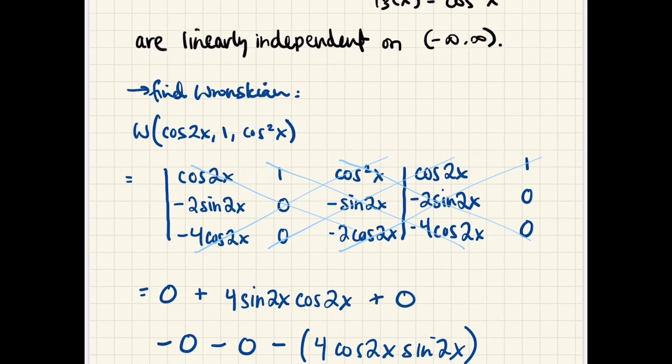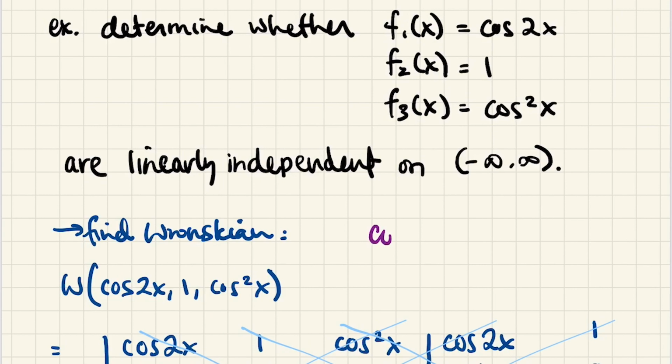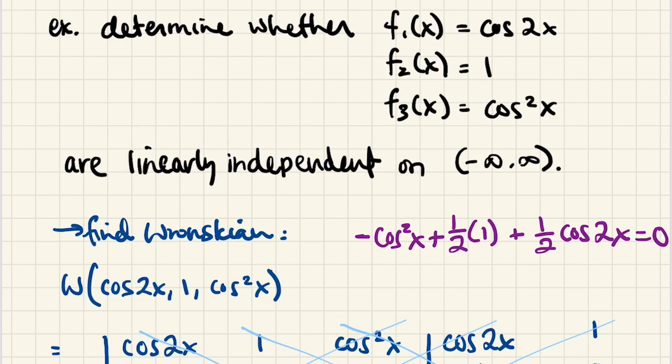Note that you may have predicted this at the beginning of the problem by recalling this particular identity. Since cosine squared is 1/2 of 1 plus 1/2 of cosine of 2x, then that means that if we subtracted cosine squared, we would get 0. So we have constants -1, 1/2, and 1/2. That would produce 0 here. So it is evident just from that investigation that we would have had linear dependence.